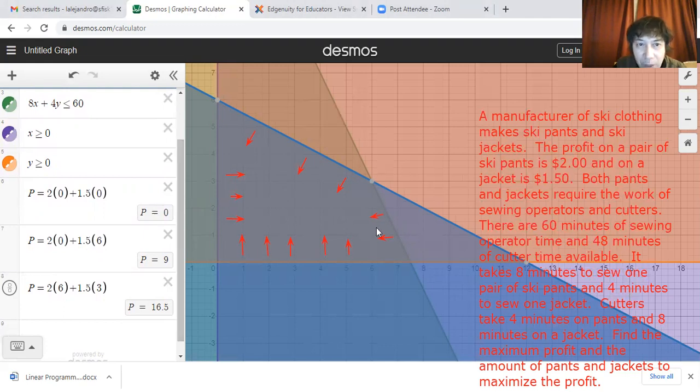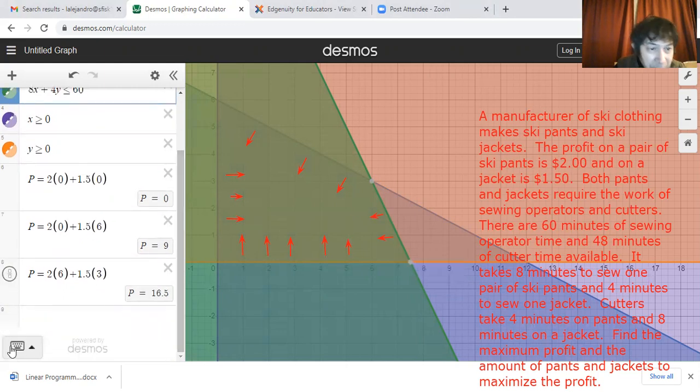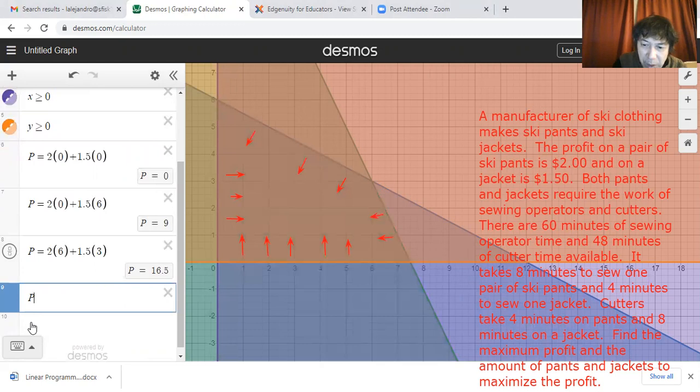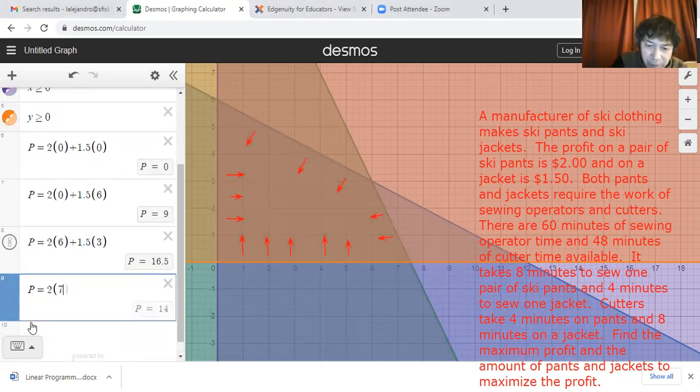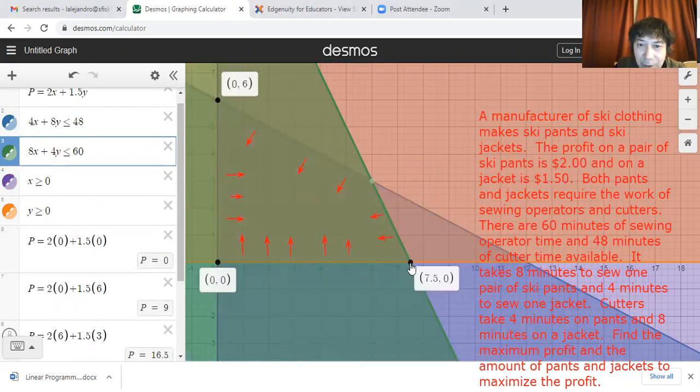Now we're not yet done. We have one more point over here, that's 7.50. That means x is 7.5 and 0 for y. We still have to compute the profit for that point, and so this will be our fourth computation. P is equal to 2 times 7.5 plus 1.5 times 0. So these are the computed values. We now have all those 4 points.